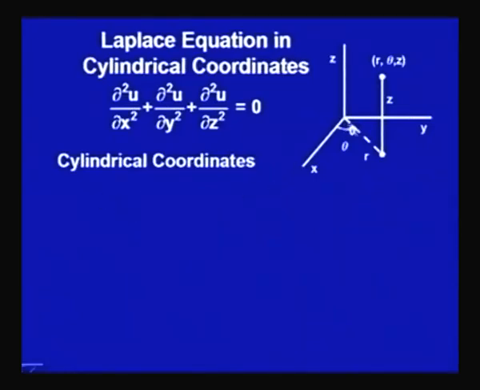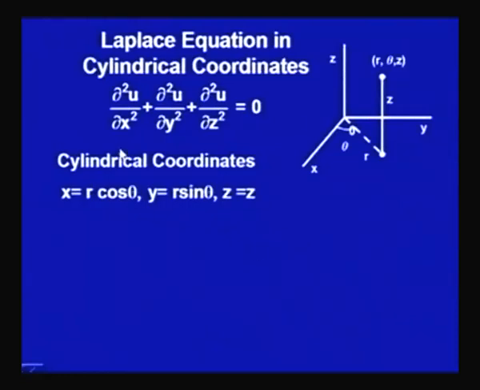From the polar coordinates we do know, if I denote r as the distance from the origin to this point, and this point in the xy plane is (x, y), then x is nothing but r cos theta and y is nothing but r sin theta. z is the same as z.